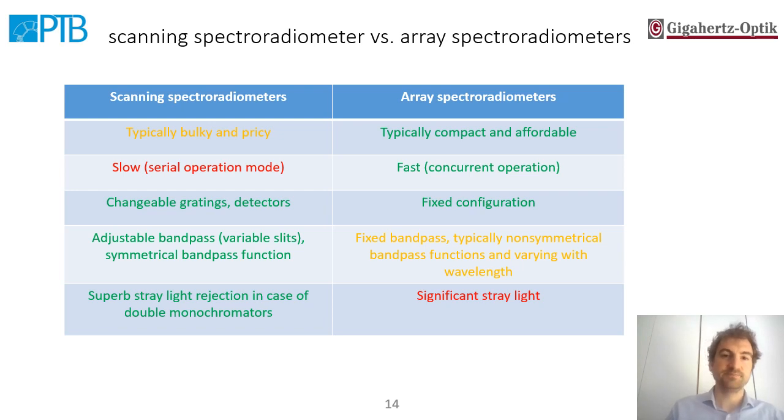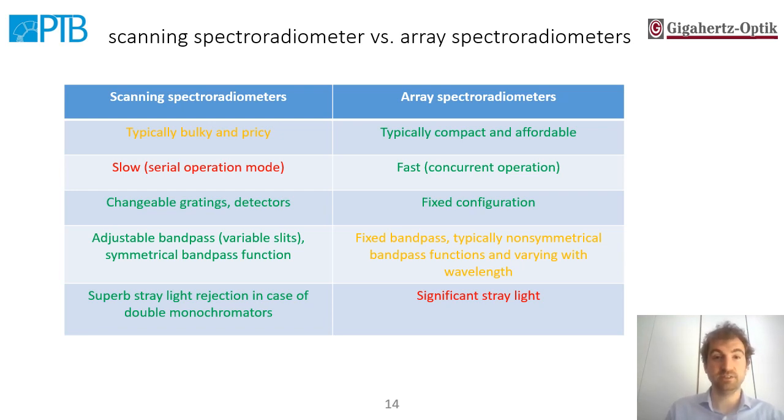On this slide, we can compare a scanning spectroradiometer with an array spectroradiometer. Usually scanning spectroradiometers are bulky and pricey, so they're quite large. They're slow, since they have to scan, so it's a serial operation mode. But you have the advantage of changeable gratings or detectors. You can adjust the bandpass by different slits. Usually you have a very symmetrical bandpass function, and in the case of a double monochromator, superb stray light rejection.